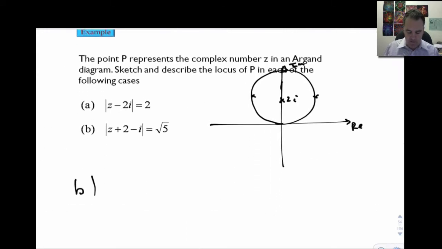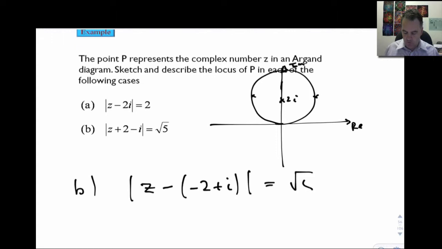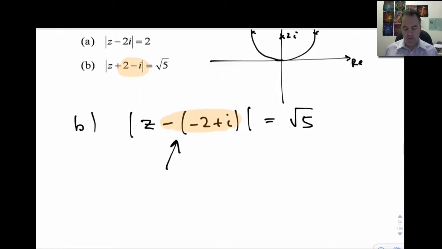In part B, we have to be a bit careful. We've got the modulus of Z plus 2 minus i. When you're doing these, you must always write it in what we call the standard form. So you write modulus of Z minus (negative 2 plus i) equals root 5. Notice negative of negative 2 is 2, and negative of i is negative i, so that gives us the same as Z plus 2 minus i. The reason we write it in this form is I can clearly see that the center of the circle is going to be negative 2 plus i.